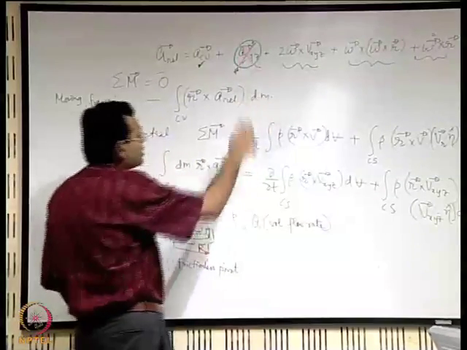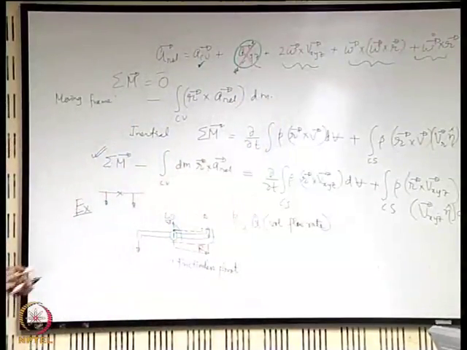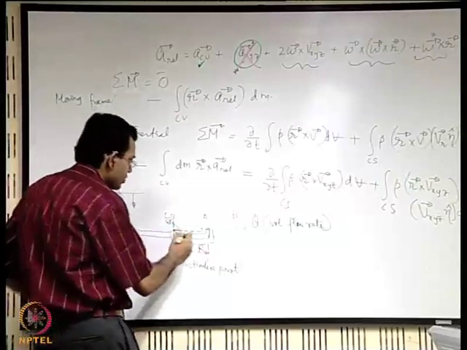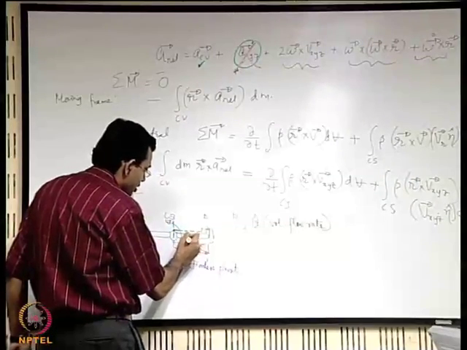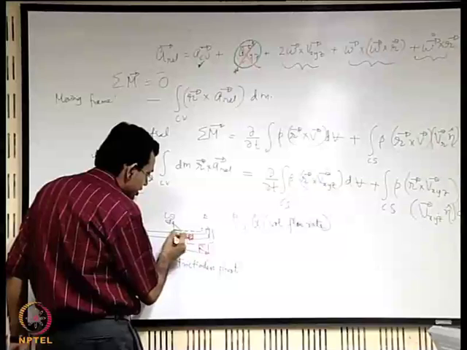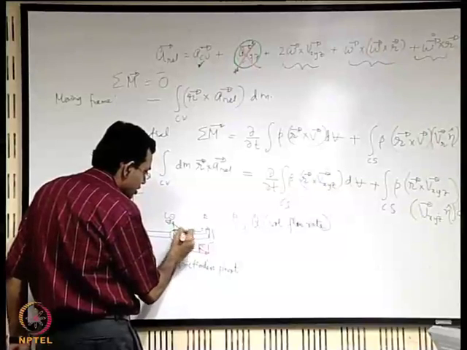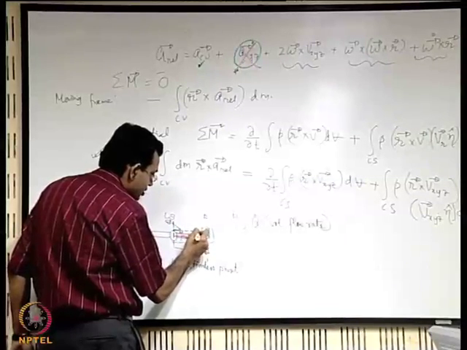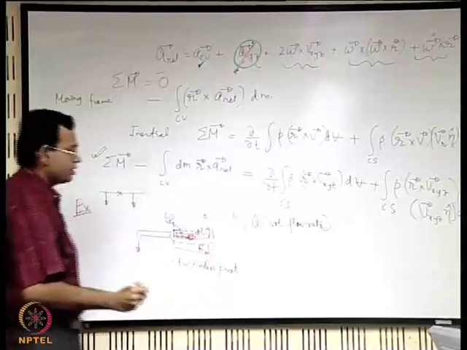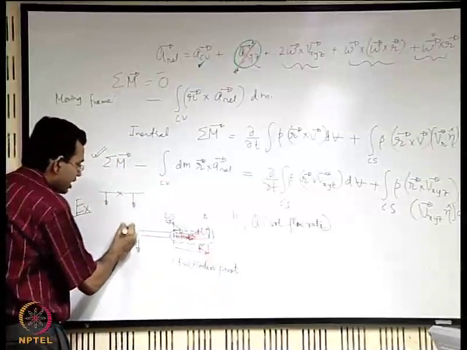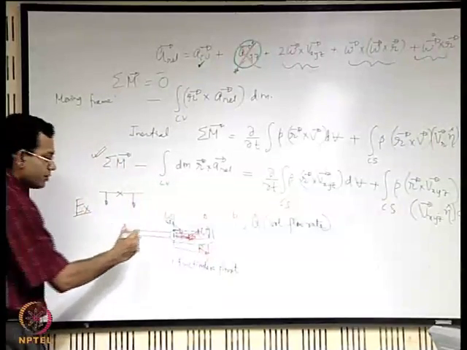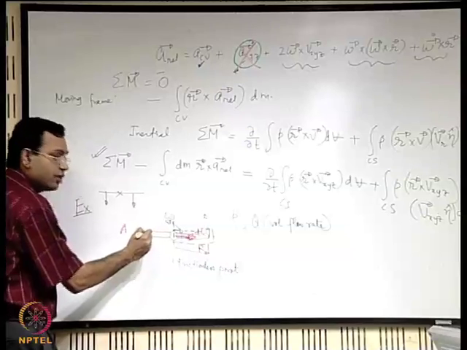Before doing that, what is this dm? You have to keep in mind, dm is some small element at a radial distance of small r. You can take a strip of width dr, and let us say that capital A is the area of cross section of this sprinkler.